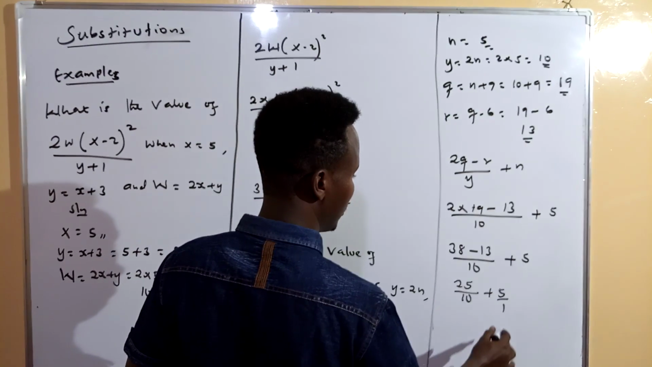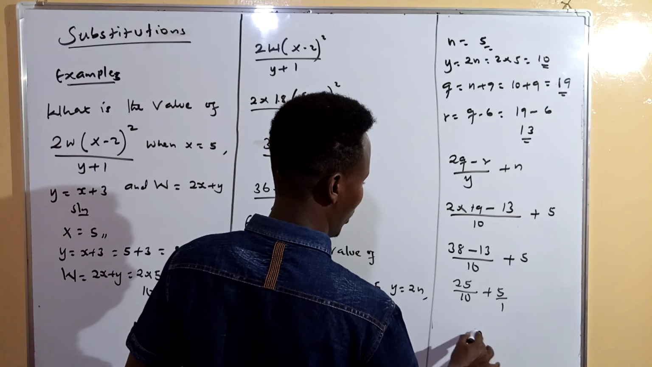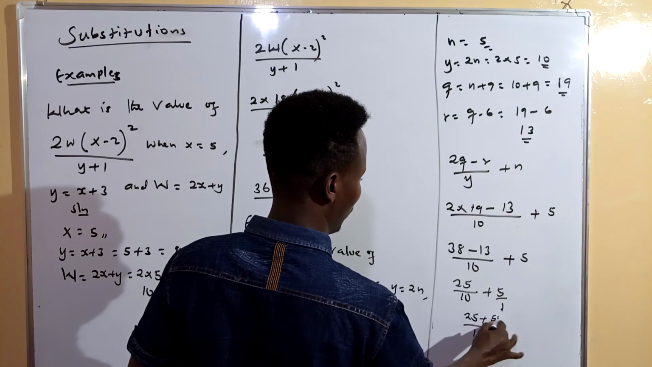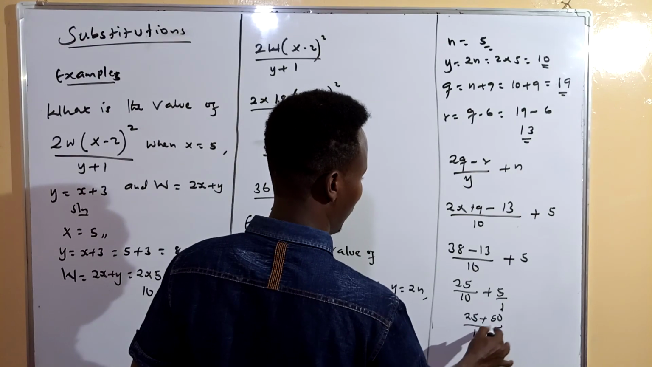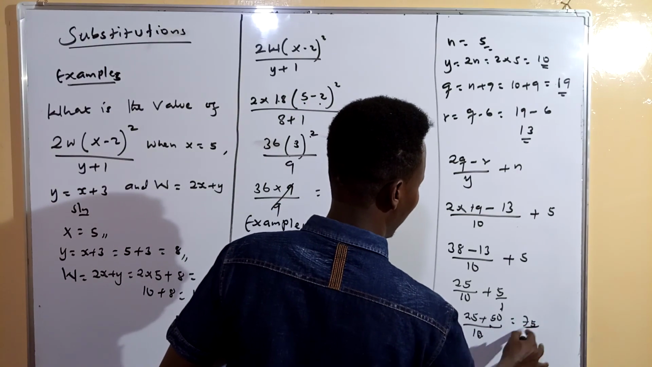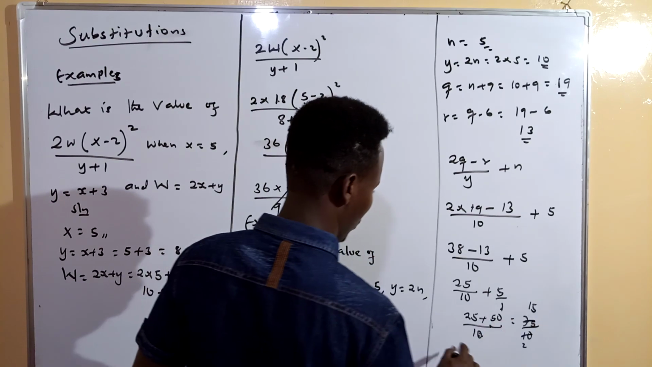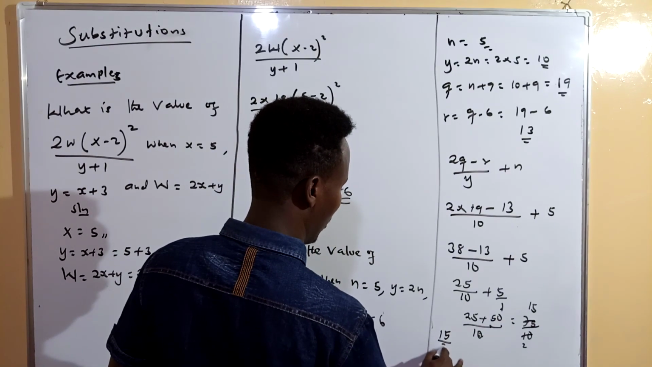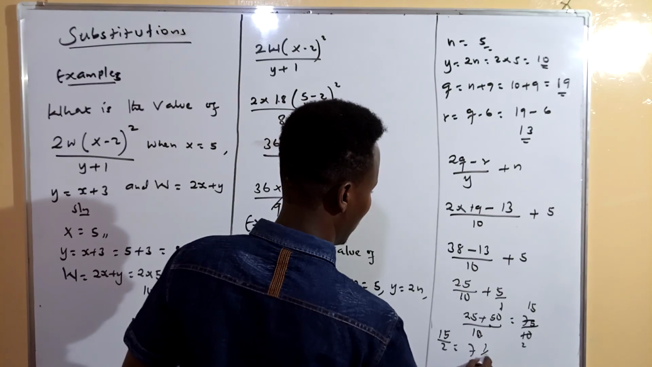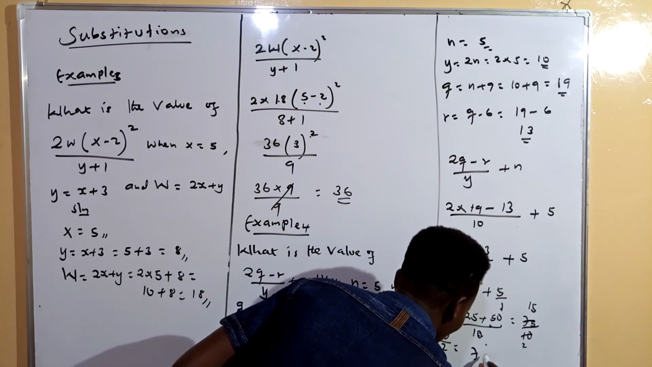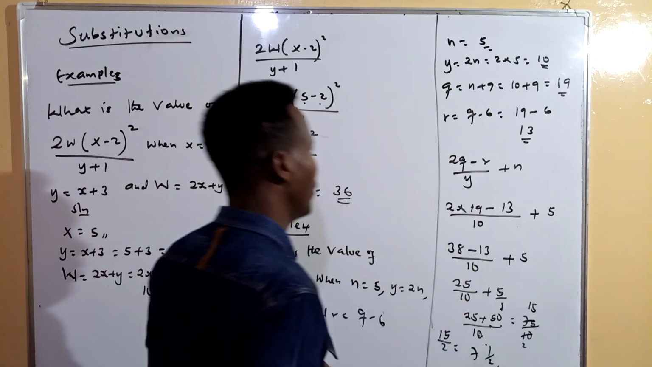So we can look for the LCM. LCM is what? 10, 25 plus 50, because this divided by this, 10 times 5. So this will give us 75 divided by 10. By 5, 2. By 5, 15. So we'll have 15 divided by 2, which will give us 7 whole number and a half as the final answer. 7 whole number, 1 out of 2 will be the final answer.